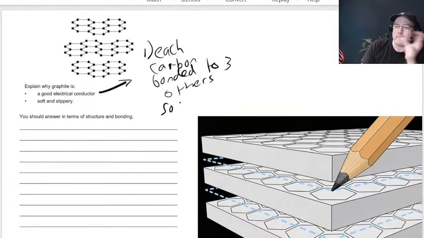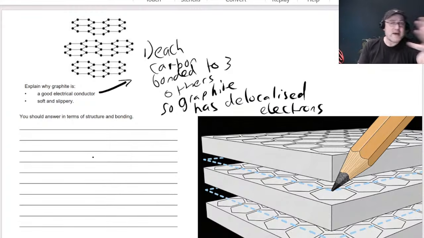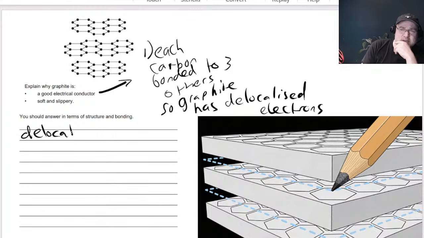Each carbon bonded to 3 others. So graphite has delocalized electrons. That's going to get us some marks. We've explained why it has delocalized electrons. And then I want to say delocalized electrons, I'm just going to write e-, electrons in your exam, carry charge through the structure.